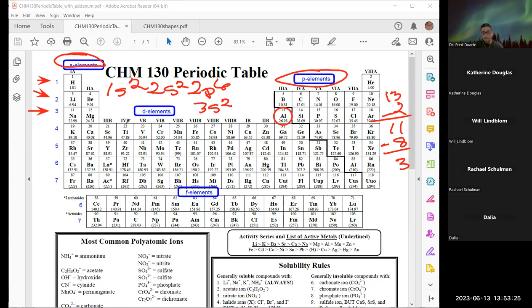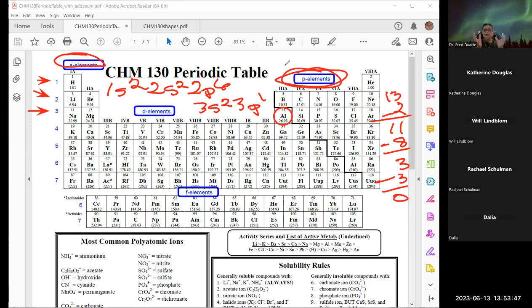3s2 is full. And then aluminum exists in the P elements, very first column. So that's 3p1. So notice there's 2 electrons in the S, 1 in the P, and that takes care of all my electrons. I have 13 electrons, okay?